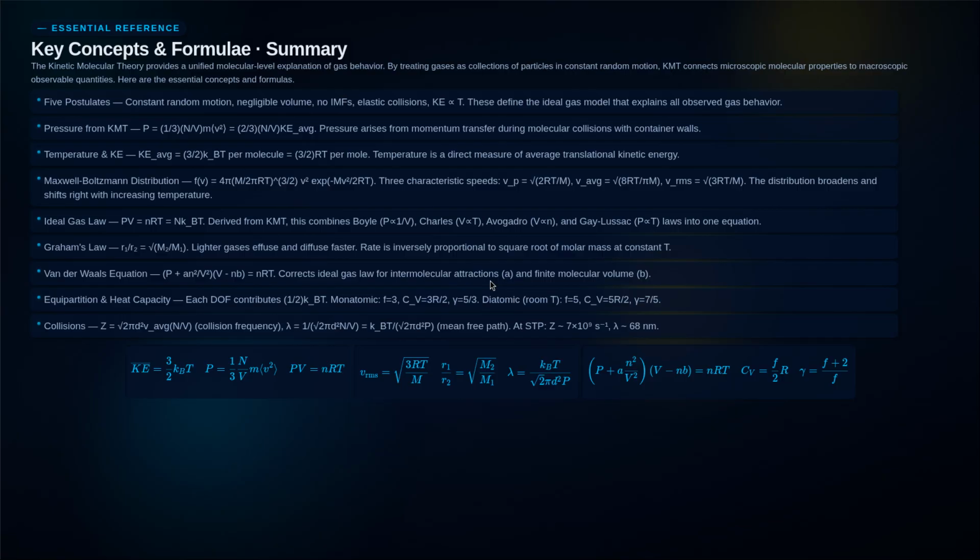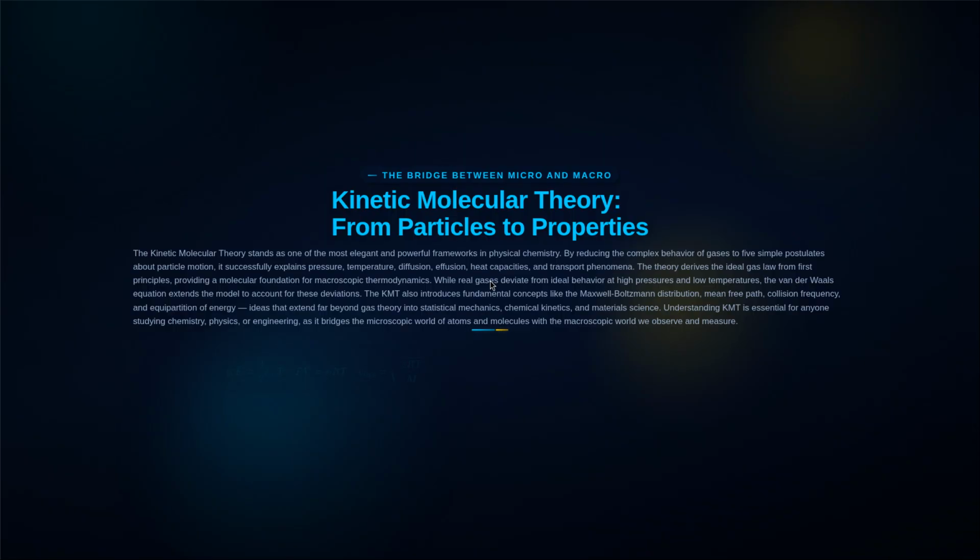The Maxwell-Boltzmann distribution describes molecular speed spread. 3 key speeds are Vp, Vavg, and Vrms. The ideal gas law PV equals nRT emerges from KMT. Graham's law relates effusion rates to inverse square root of molar mass. The van der Waals equation corrects for intermolecular attractions and molecular volume. The equipartition theorem gives each degree of freedom 1/2 kBT, determining heat capacities. Collision frequency and mean free path describe transport properties of gases.